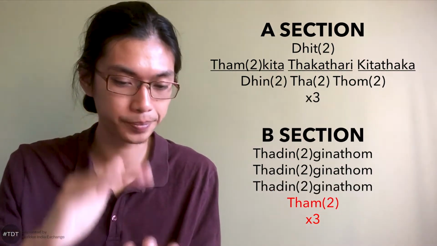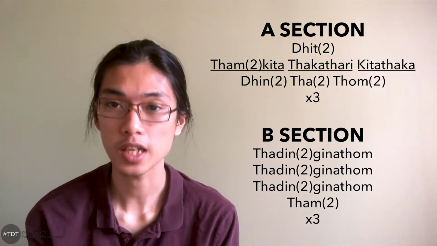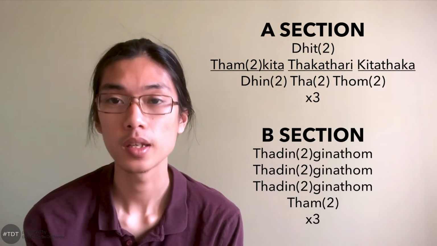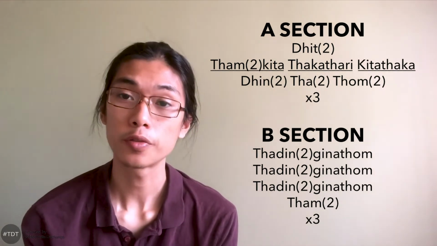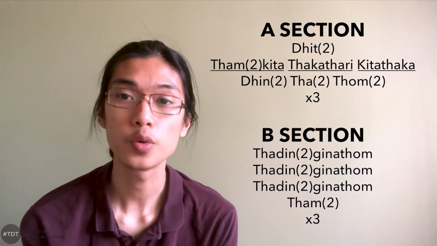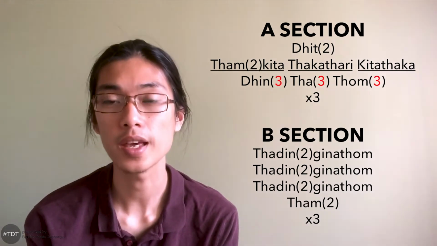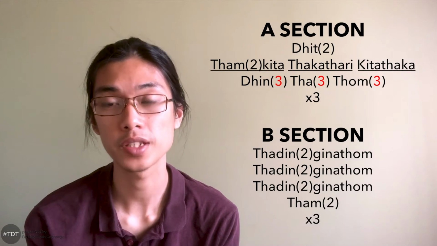ginatum tam. This korvai repeats 3 times, and with each repeat it's possible to apply some variations to some of these phrases. In our first variation, we're going to add 3 to our phrases of 6 in the A section, so that they become phrases of 9.